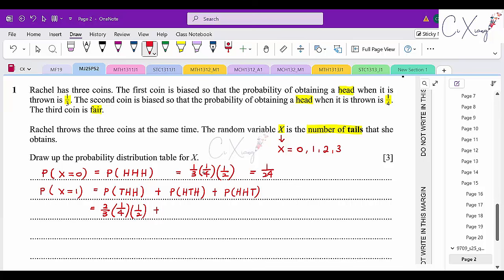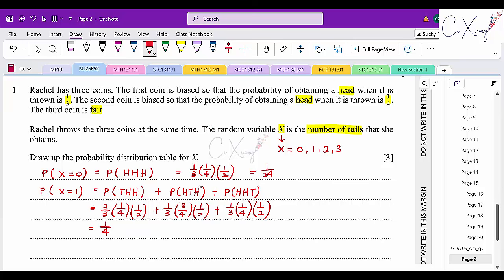Then plus, the second case here is the first one is the head, 1/3. The second coin is the tail. Then the third coin is the head. Then how about the last one? The last one will be, the first one is the head, the second one is also the head, then the third one is the tail. It is still the half. Alright, so when you multiply them, simplify and add them together, the answer that you get should be 1/4.